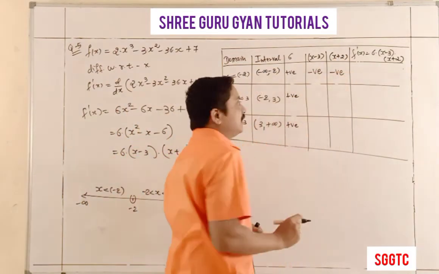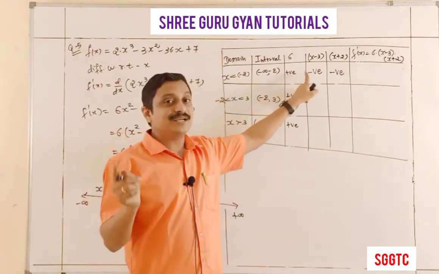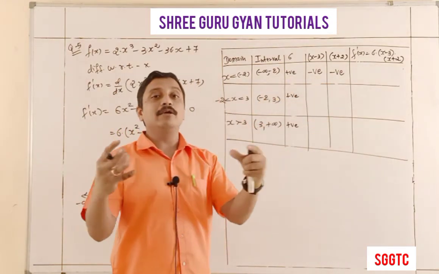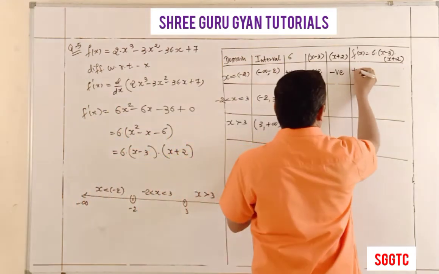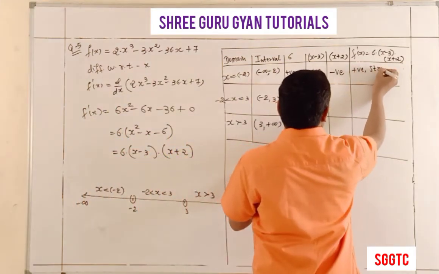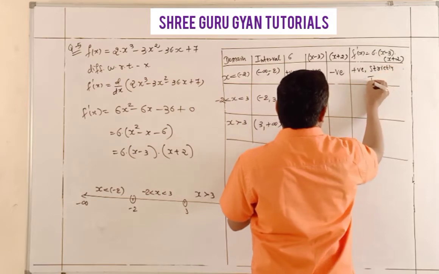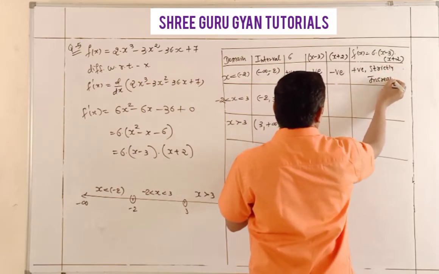So finally, what's your answer? Positive, negative, negative, multiplied. It is purely positive. Yes, students, here your answer is strictly increasing in this data.